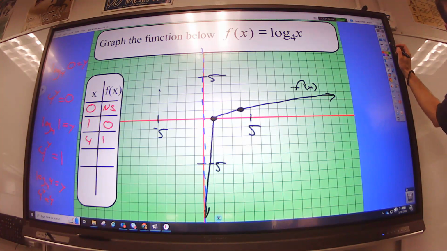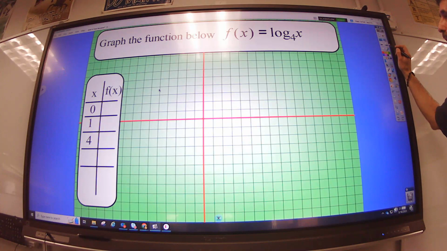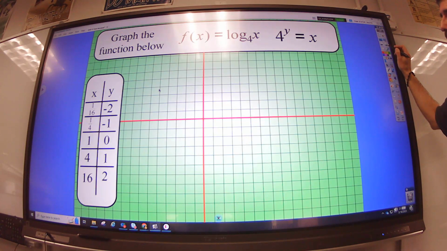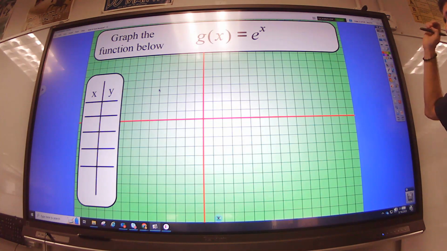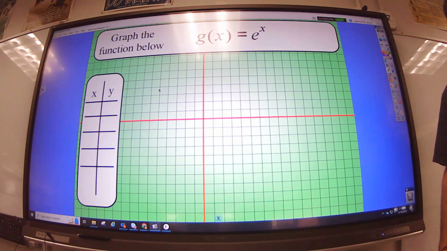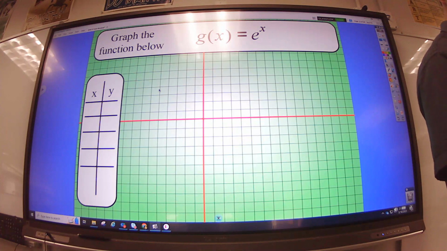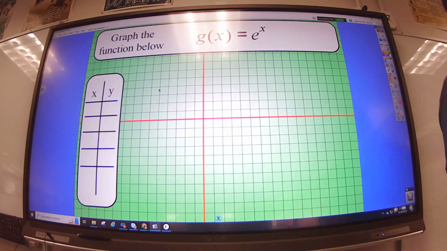Okay, graph g of x equals e to the x power. You can use your calculator for this, or we can say e equals a number. What does e equal? E is approximately 2. I'm going to say 2. I normally said 2.71. I'm going to say 2.72 because that's going to round it up.